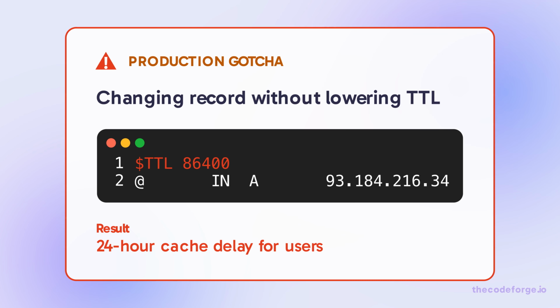The TTL was set to 86,400 seconds, so after changing the record, old cached entries persisted for up to 24 hours. Always lower TTL before making changes.